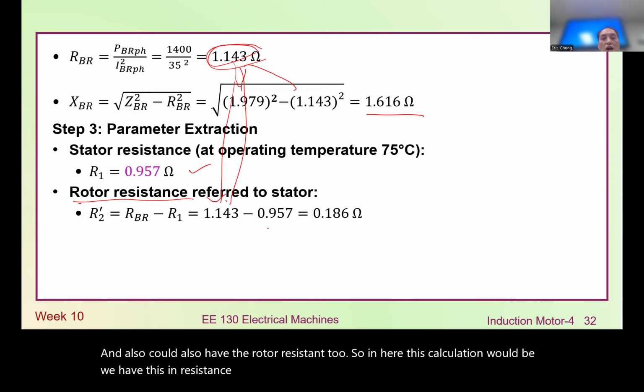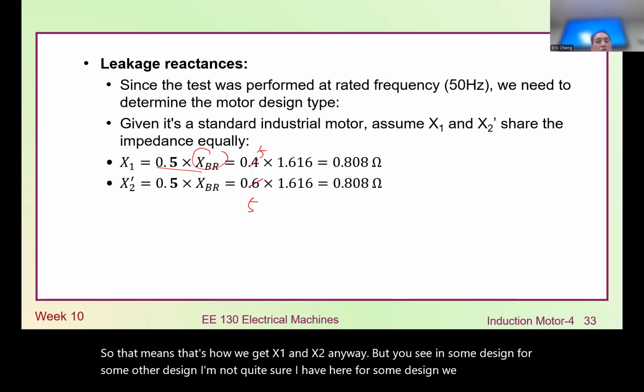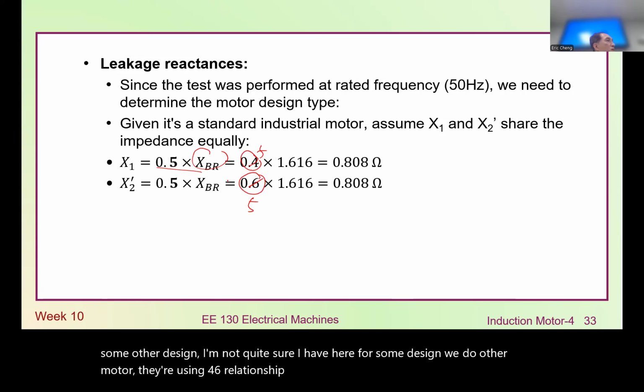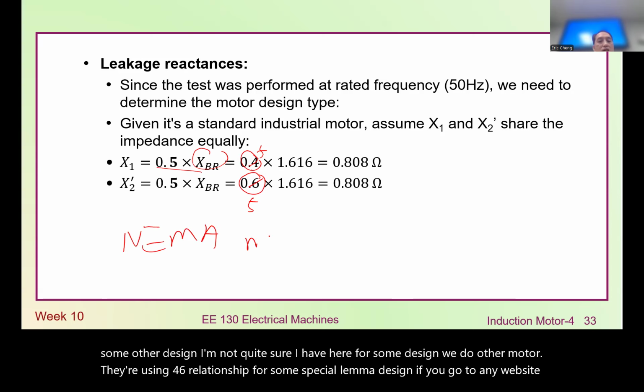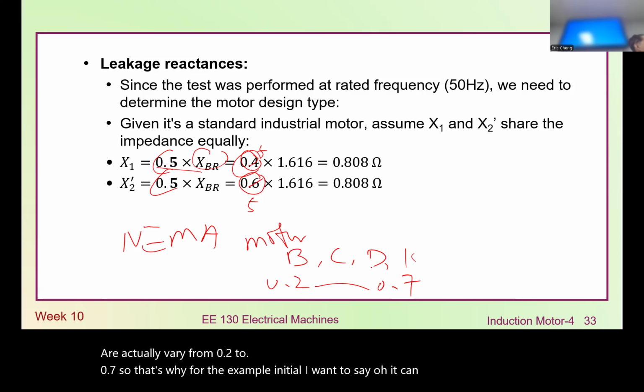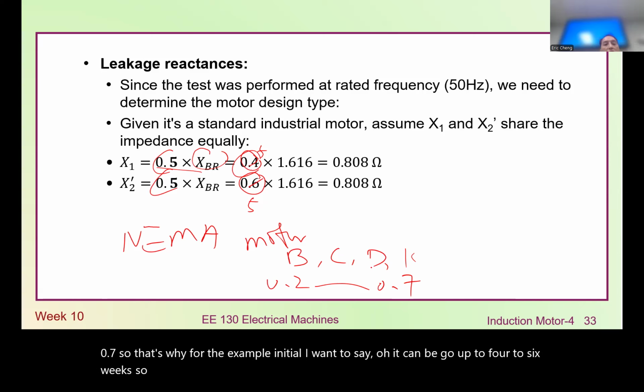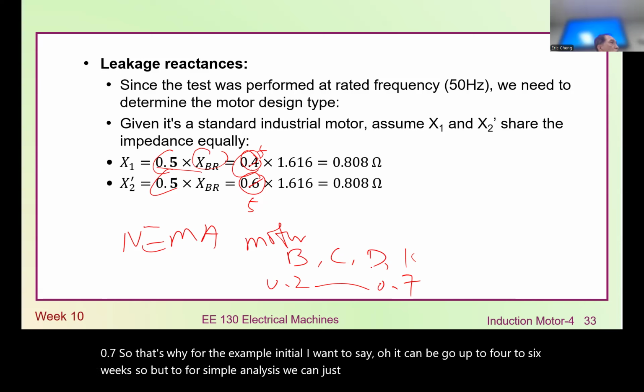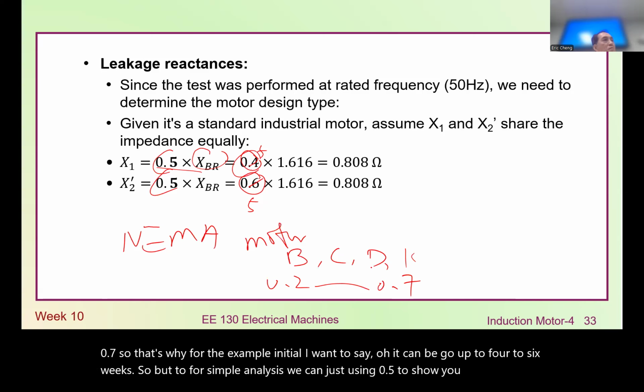But for some other motor designs, I'm not quite sure, they use a 4 to 6 relationship for some special NEMA designs. If you go to any website for NEMA standard for motor design, we have standard design B, C, D, and other designs. They are rated so that this ratio actually varies from 0.2 to 0.7. So initially I wanted to say it can go up to 4 to 6 times. But for simple analysis, we can just use 0.5 to show you some typical parameters.